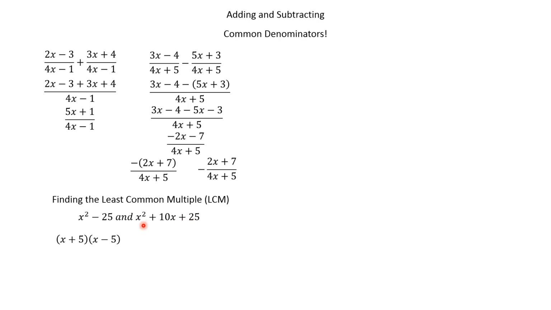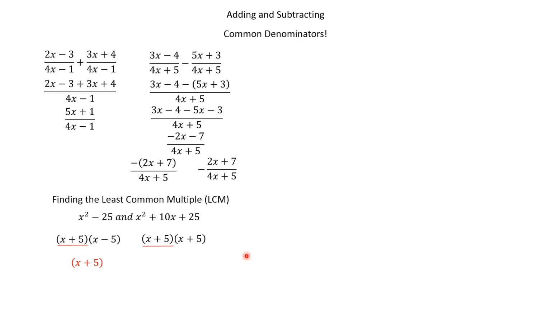And this guy, it factors more traditionally. What times what equals 25, but adds equal 10? That'd be 5 and 5, so we get x plus 5 times x plus 5. And so, now that we have it factored, how do we find a least common multiple? Well, the first thing we need to look at is, what do they have in common? These both have x plus 5s, so we're going to need an x plus 5 in our least common multiple.